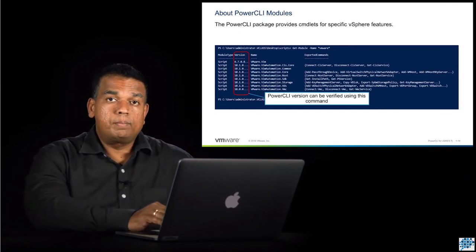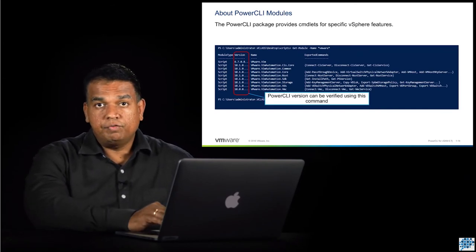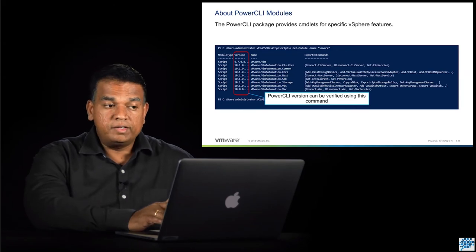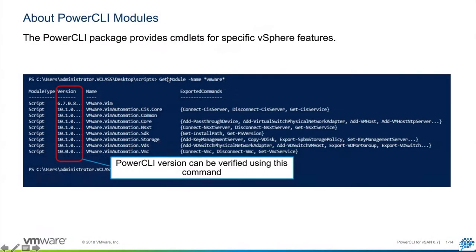Once you have installed PowerCLI, we must verify the installation. To verify the installation, simply type in the command Get-Module -Name, and you just specify what module you are looking for, which in our case is anything starting with VMware. So I have put it as *VMware*, and it gives me a list of the modules which have been installed on my system. And we have the latest version of PowerCLI 10.1 installed on this computer.